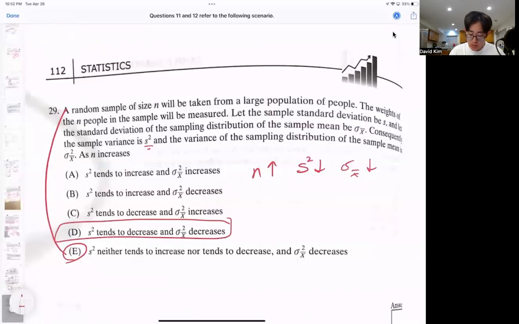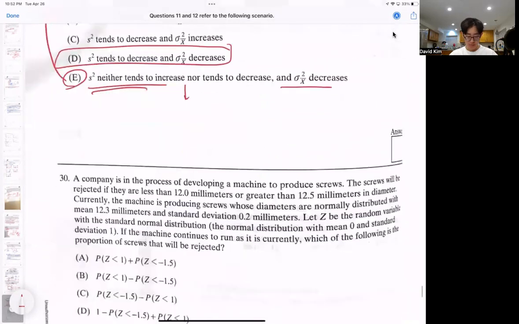I would honestly just put D and move on. I'm not sure why they say that it was S squared neither tends to increase nor tends to decrease. Yeah, so I have no clue as to why that would be. I thought it was going to be decreasing. So we're going to put a little star next to 29 and assume that we're just going to take E for that question. And we're going to move on.